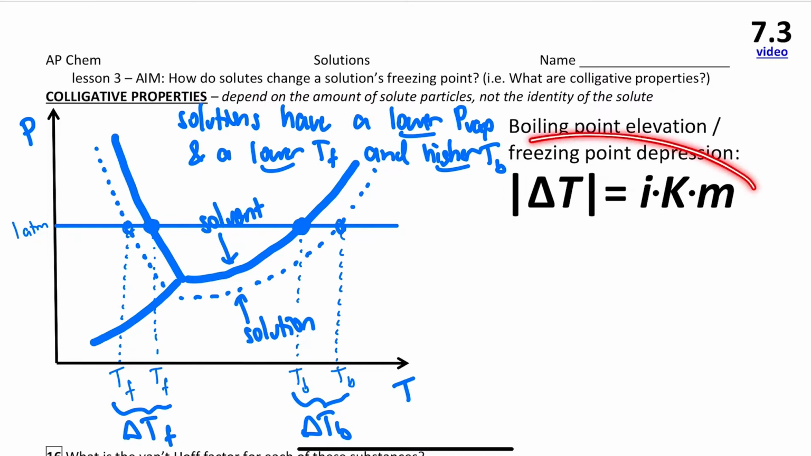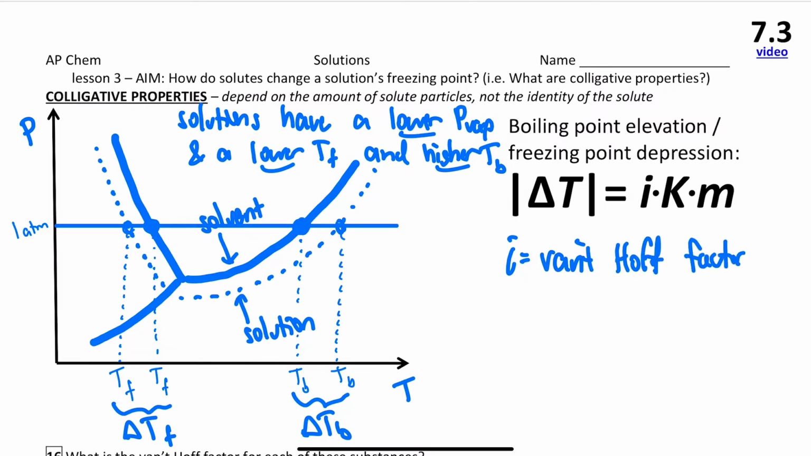Now, quantitatively, it's based on this equation. The absolute value of the difference in temperature for freezing and boiling is based on i, capital K, and italicized m. And let me show you what those things mean. i is called the van't Hoff factor, which is the number of dissociated particles. We'll explain that in a second when we look at some examples.